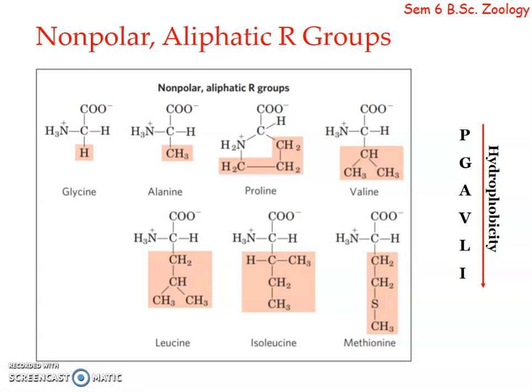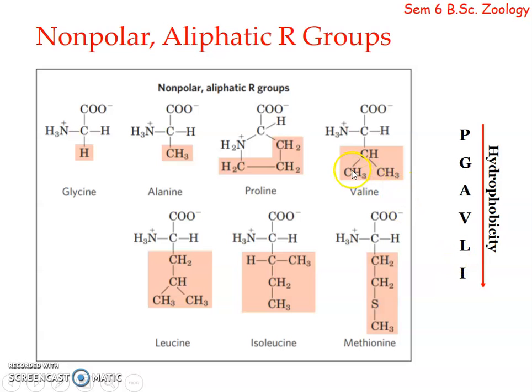Wherever there is a proline in the amino acid chain, at that particular point there will be a bend. We call it a kink. That's a bend, right? And you can see how the hydrophobicity increases. So proline, you can see it here. Hydrophobicity increases in this way.